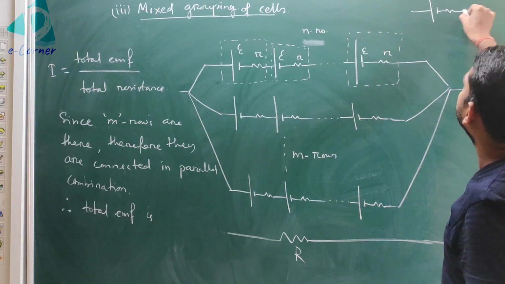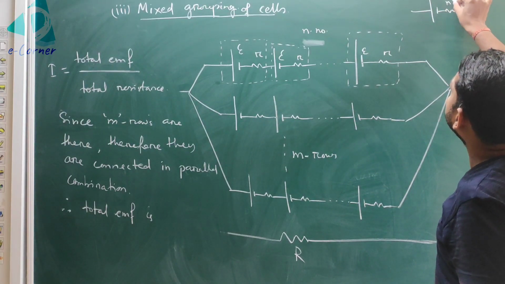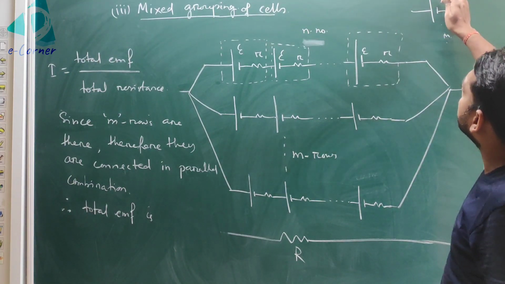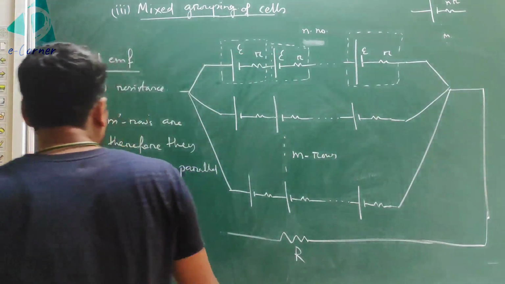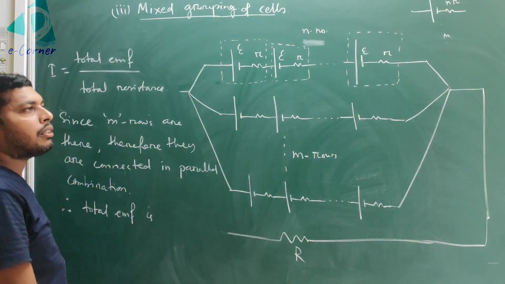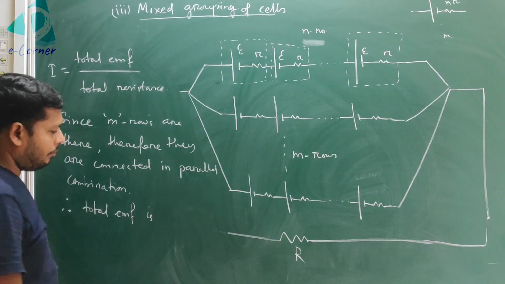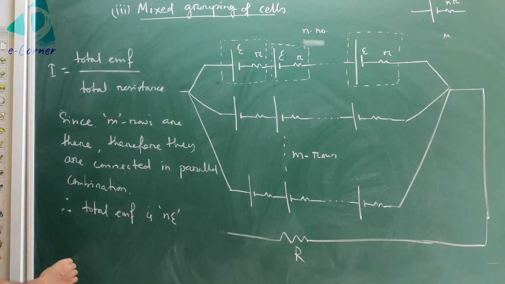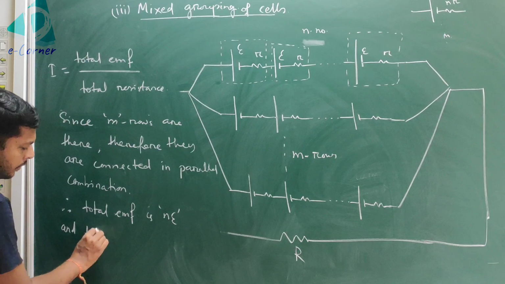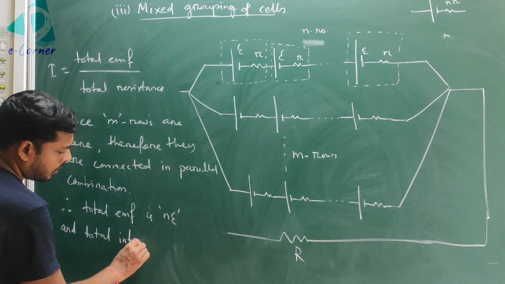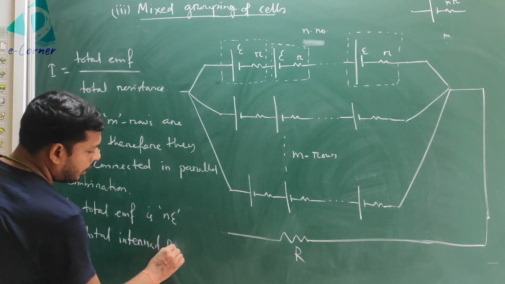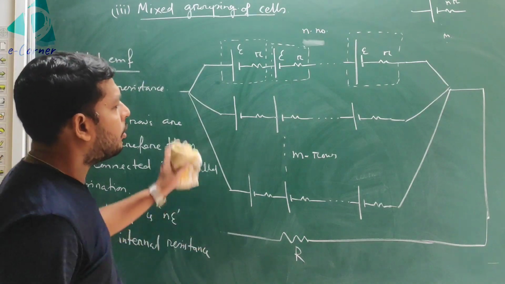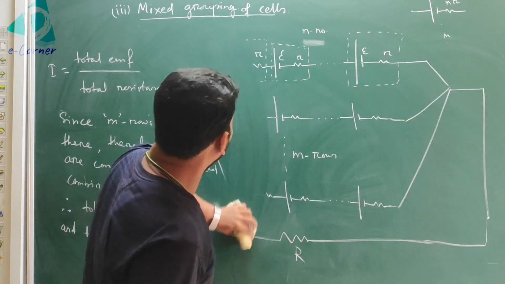Look, if I write it another way, the first row is nE and nr. Similarly, m rows are here. After m rows, how much will it be? The EMF is the same, because in parallel combination the potential is always the same. So this is n into E. And the total internal resistance will be how much? I am writing the total internal resistance here.